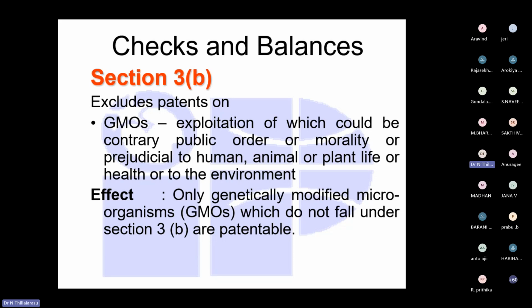laws and their enforcement. Okay, so inclusion of patents on GMOs, the exploitation of which must not be contrary to public order or morality, or prejudicial to human, animal, plant life or health or the environment. So these are the checks and balances.